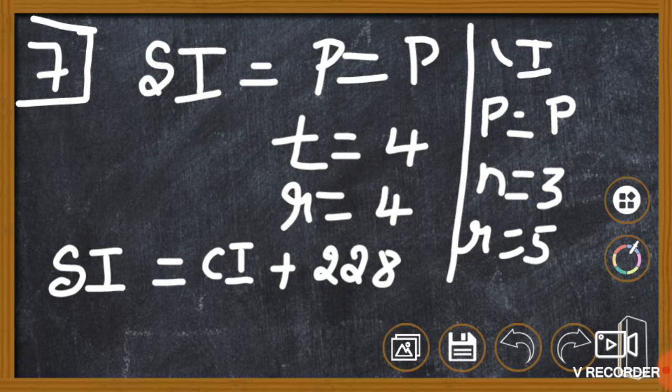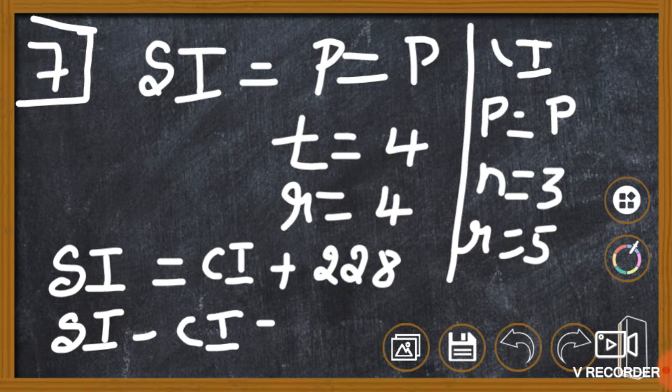In general, if the principal, term and rate of interest are the same, we say that compound interest is more than simple interest. But in this case, simple interest is more than compound interest by 228 rupees, and only P, the principal sum, is the same in both cases. The term or number of years and rate of interest change from simple interest to compound interest. That means simple interest minus compound interest is equal to 228.